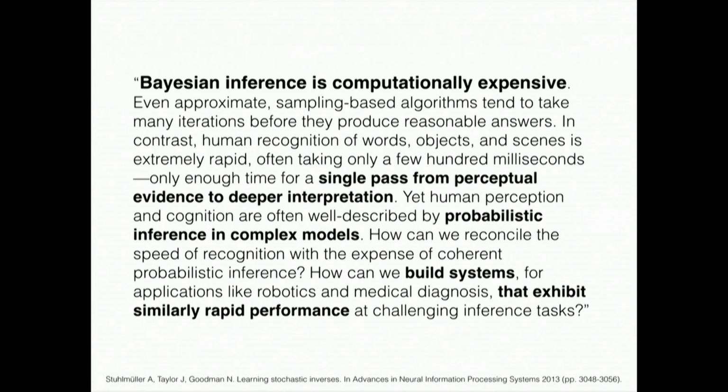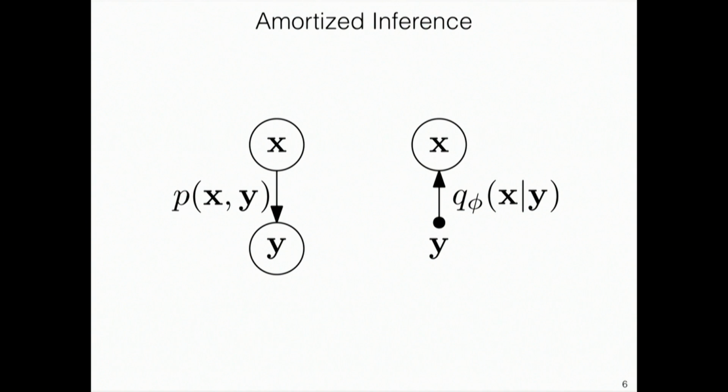And I think it gets right to the point: if we don't want to do statistics and we want to do repeated fast inference and we want to still be Bayesian, here's the idea. Bayesian inference is computationally expensive. Even sampling algorithms, the ones that we write, take forever to produce reasonable answers. In contrast, we as humans do scene recognition very, very quickly, basically in a single pass from perceptual evidence to deeper interpretation. Can we build systems that exhibit similarly rapid performance? So that's really what this talk is about and some of the lessons that we've learned.